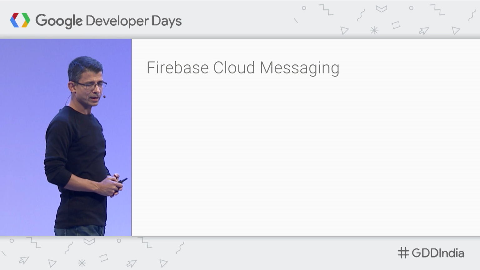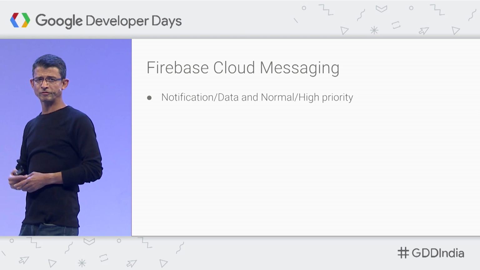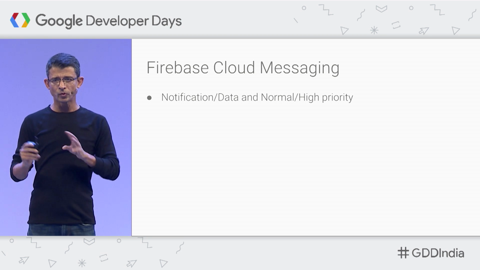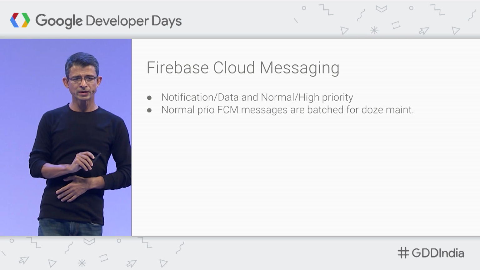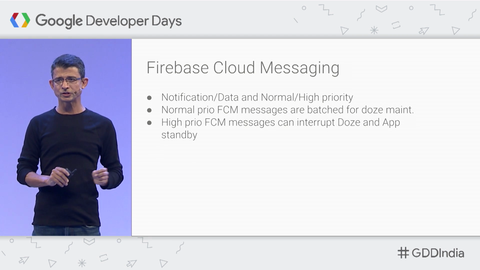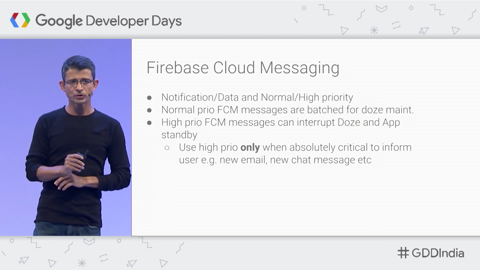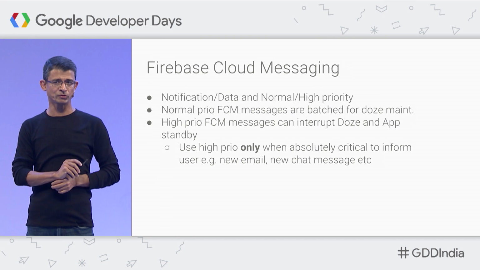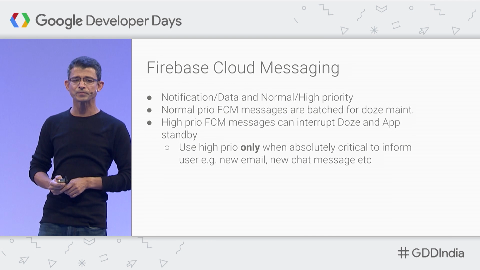I'll wrap this talk up by talking about Firebase Cloud Messaging. At a very high level, there are two types of Firebase Cloud Messaging messages, a notification message and a data message. And both of them can be sent with normal and high priority. Normal priority FCM messages are batched for those maintenance windows, whereas a high priority FCM message can interrupt those and app standby. However, you should only use a high priority FCM message when it is absolutely critical to notify the user about something. For example, a new email has arrived or a new text message has arrived.